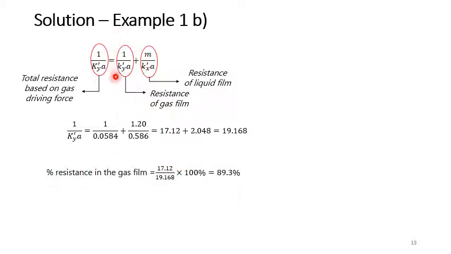So this here represents the resistance of the gas film, and that is 17.12. This part here. So 17.12 divided by the total resistance based on the gas driving force, this 19.168. So 17.12 divided by 19.168 times 100%, you get 89.3% of the resistance is from the gas phase, from the gas film.